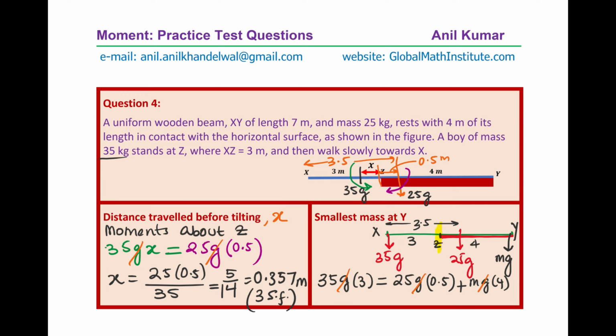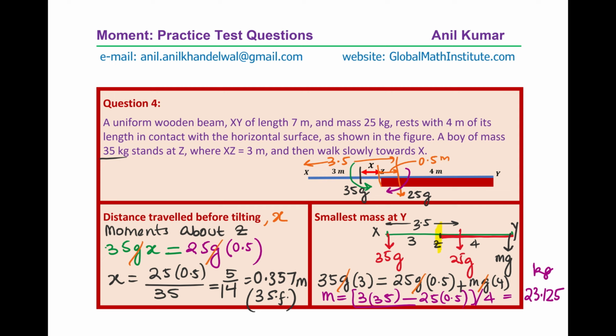So the value of m can now be written as 3 times 35 minus 25 times 0.5, divided by 4. Is that clear to you? So that becomes the mass. So let's do this calculation. So we have 3 times 35 minus 25 times 0.5, and we are going to divide this by 4, and it gives us 23.125. So that much kg, correct?